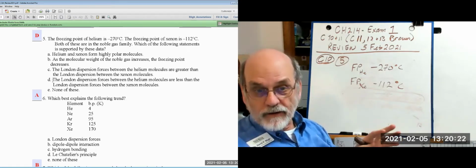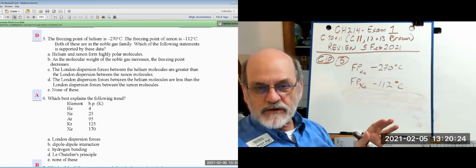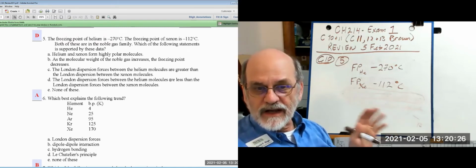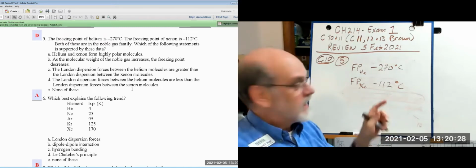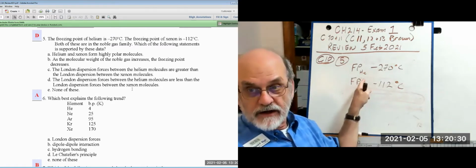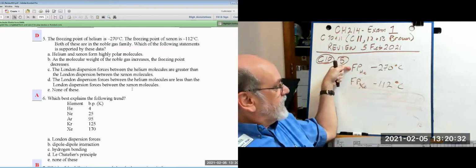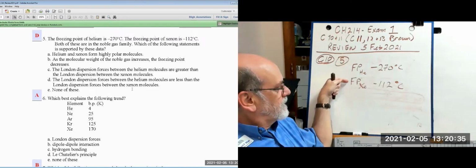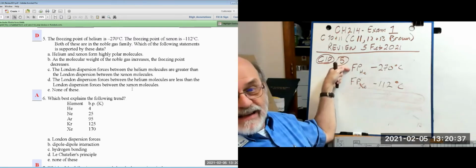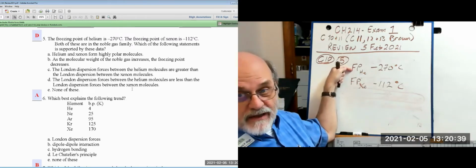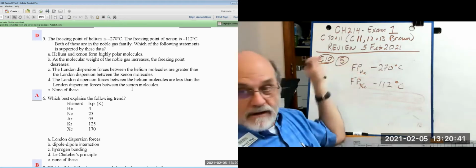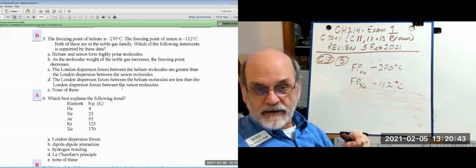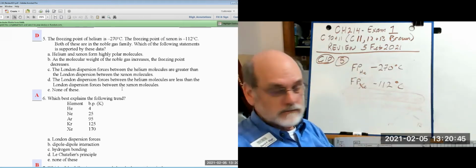D is the other way around. London dispersion forces between helium are less than those for xenon. That is true. London dispersion forces for helium are less than this one. So you have to get helium colder for it to condense. That's true. So D is the answer.